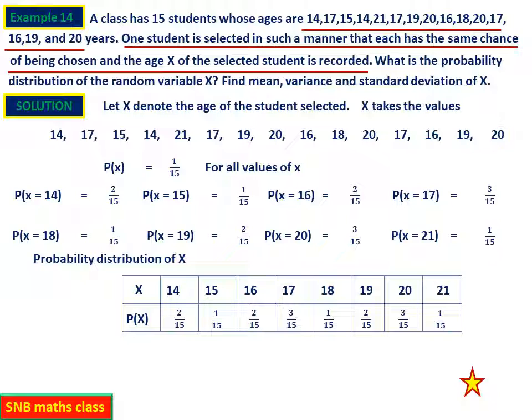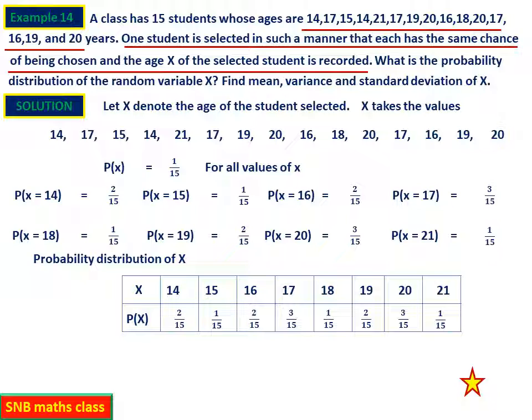So this is the first thing. Now what you have to do, we have to find the probability distribution table, so that it is easy for calculation. So let us prepare it. What are the values x can take, and what are the values p of x corresponding to each value? x can take 14, 15, 16, 17, 18, 19, 20 and 21.